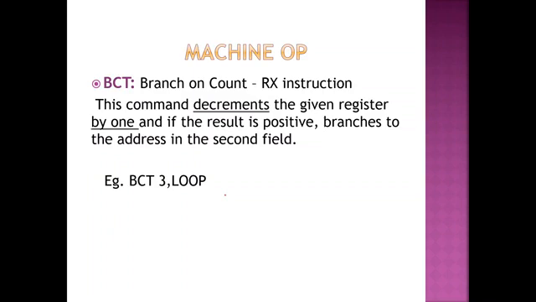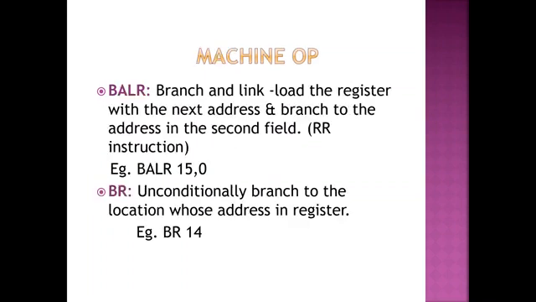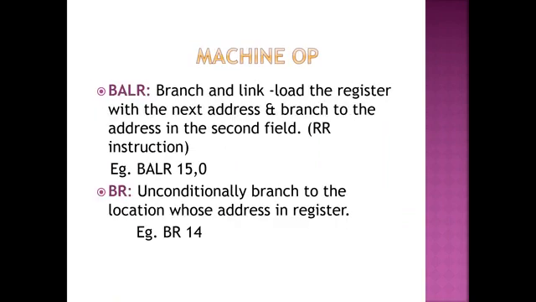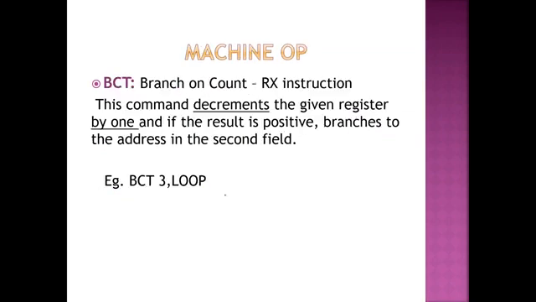Okay, so these three are the machine ops which we are going to discuss in this particular chapter, right? So you have BALR, BR, and BCT. BALR is branch and link, BR is unconditional branch, BCT is branch on count.